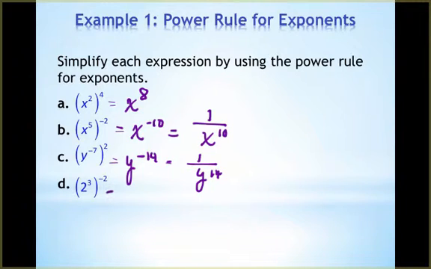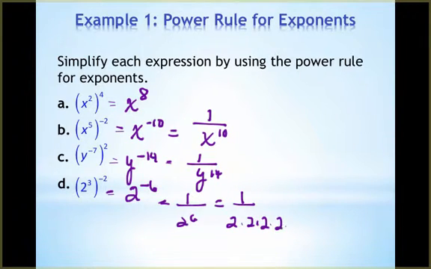And 2 to the cube to the negative 2 would be 2 to the negative 6, but that's 1 over 2 to the 6th, or 2 being multiplied together 6 times, which is 1 over 64.